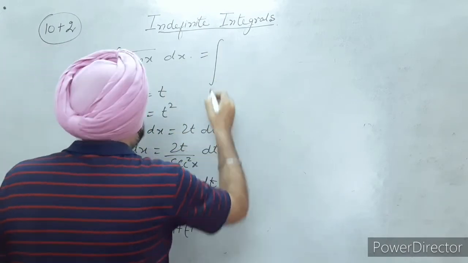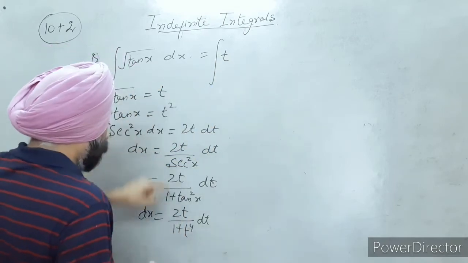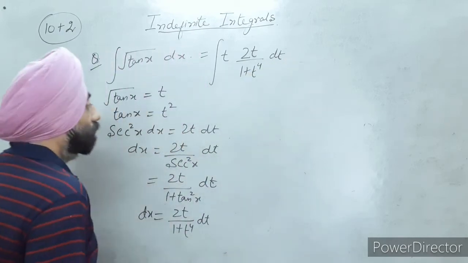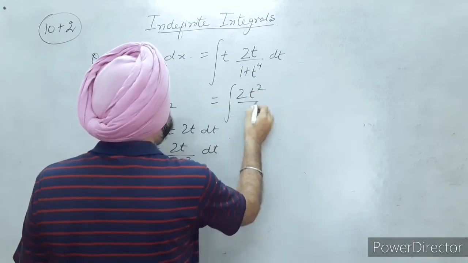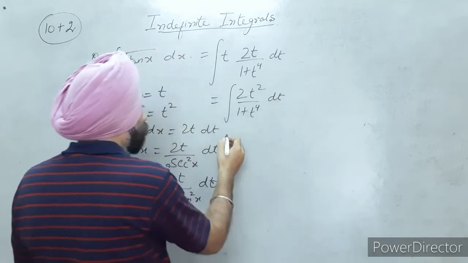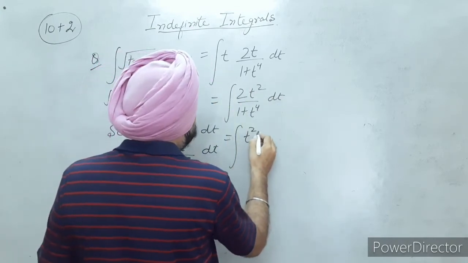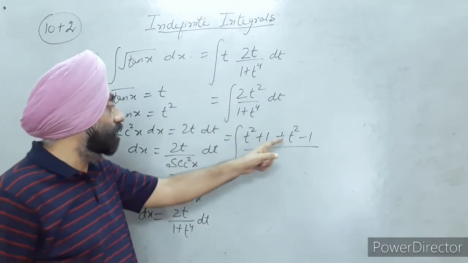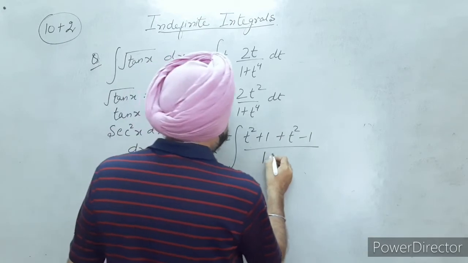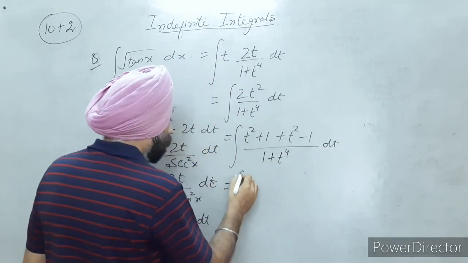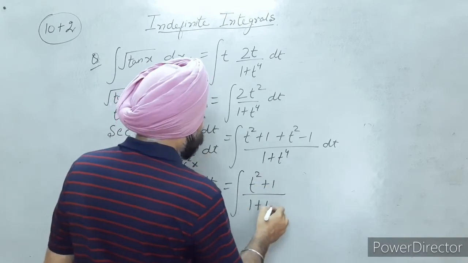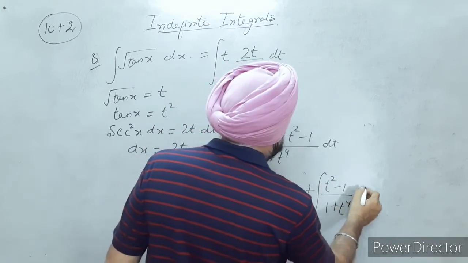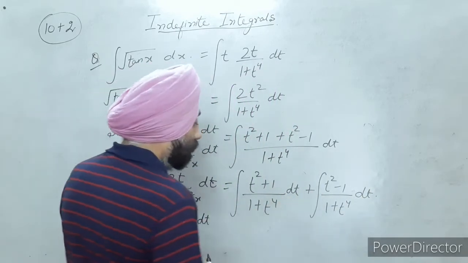Now just substitute. Under root tan x was t. What was dx? Dx was 2t upon 1 plus t4 dt. It becomes 2t square upon 1 plus t4 dt. Now it gets converted to the form t square plus 1 and t square minus 1. What I have done, I have split 2t square as t square plus t square. I have added 1 and subtracted 1. I get (t square plus 1) upon 1 plus t4 dt plus (t square minus 1) upon 1 plus t4 dt. Both the forms will be covered.